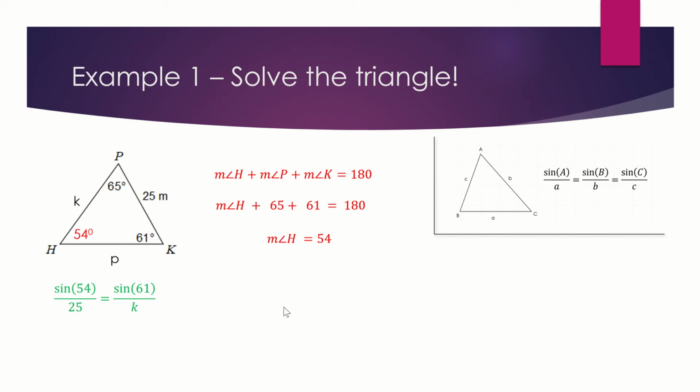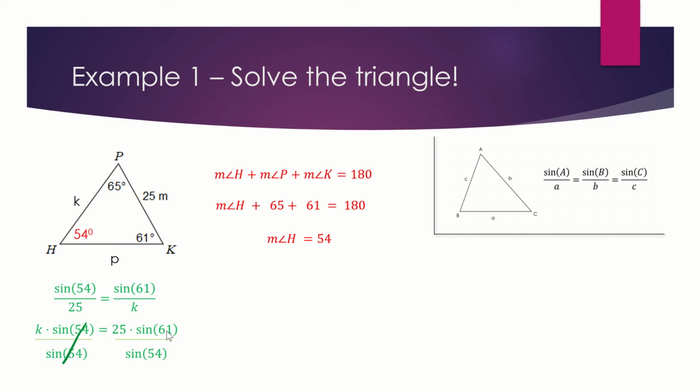The way to do that would be to cross multiply, as you see here. Then to solve for K, we just divide by the sine of 54, and remember that's just a decimal, so we can do that. So we divide both sides by the sine of 54, cancel things out, and we're going to type this into our calculator.